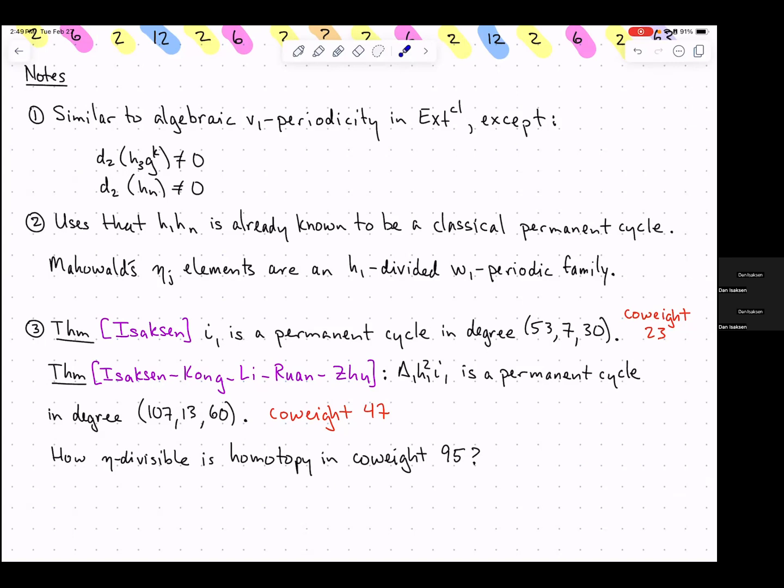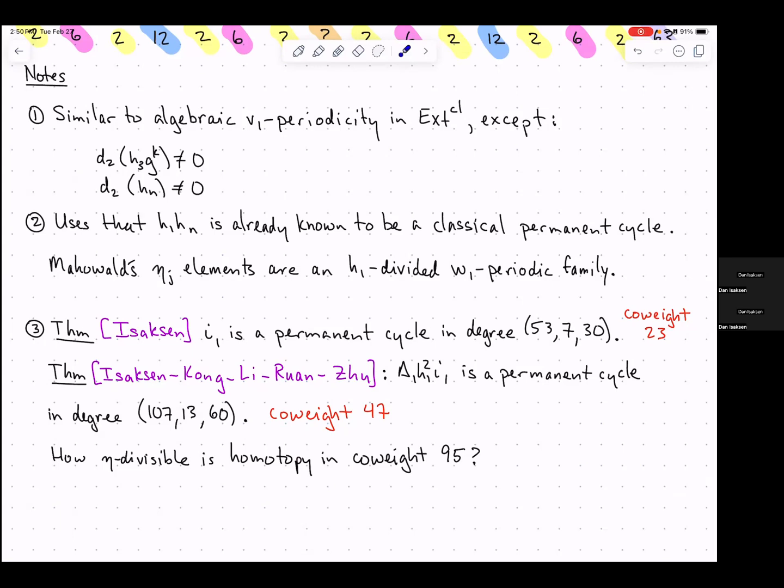The other thing I want to say is that these h1hn are showing up at the bottoms of these towers. And so the Mahowald eta_j elements are a family. They are related. There's this h1 divided w1 periodic family. What I mean is something like this. You take an eta_j and you apply lots of g multiples to it, and you get some other element that's much further out than eta_j. And then that element divides by eta down to eta_{j+1}. Then you take eta_{j+1}, apply a bunch of g multiples out to some much larger stem, and then divide by eta to get to eta_{j+2}, and so forth. So the Mahowald eta_j really are an h1 divided w1 periodic family.